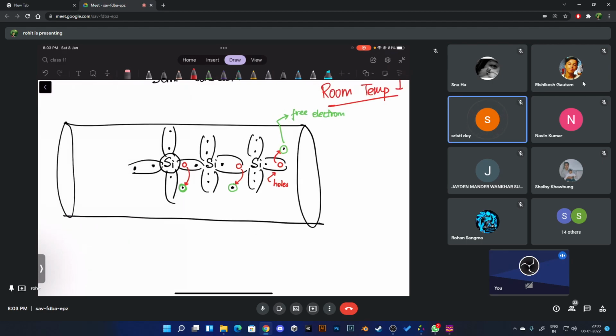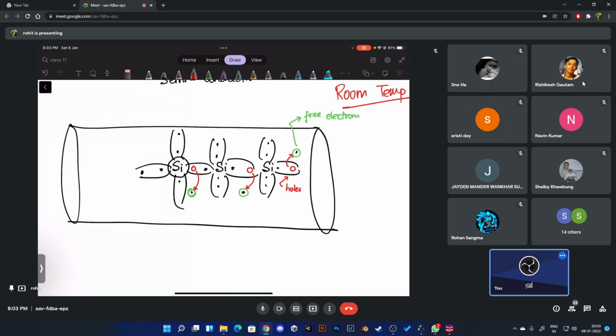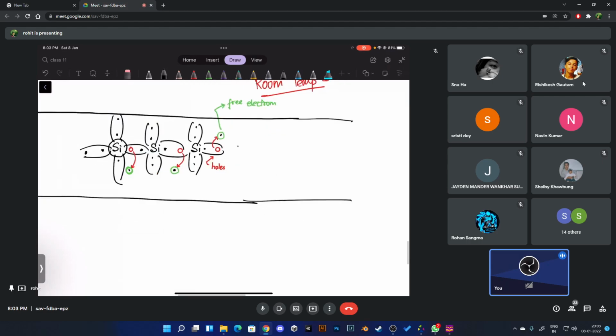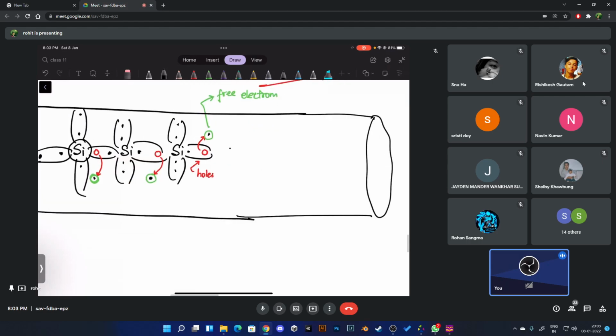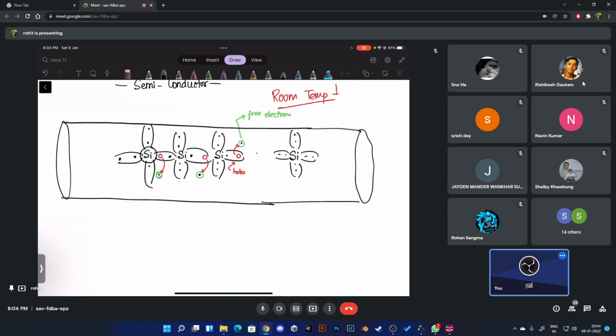Okay, now check something. Do you agree that this is a silicon wire? You'll agree, of course. Let me just extend it a bit more. Just be with me for 2 minutes. If you understand, then we are fine. See, this is also silicon. It has all the electrons here. Now tell me whether it makes sense or not.